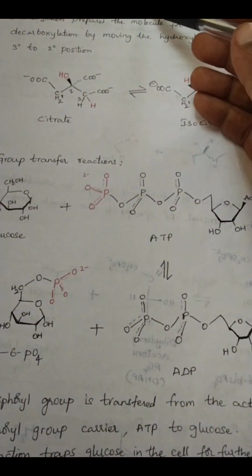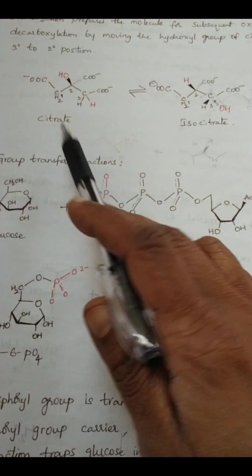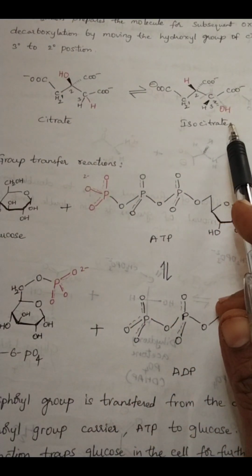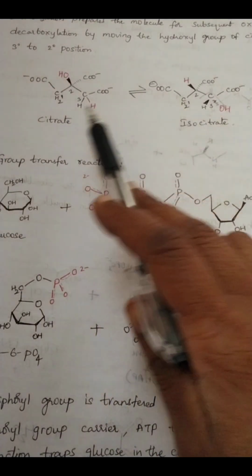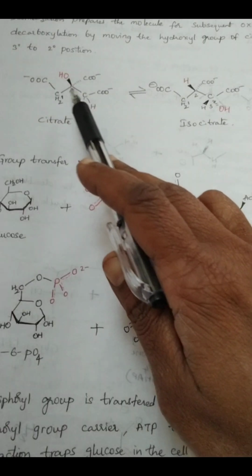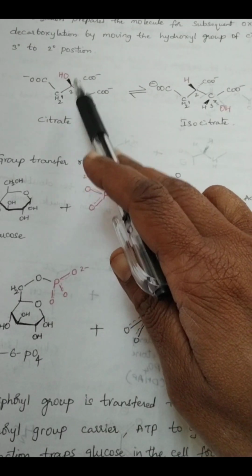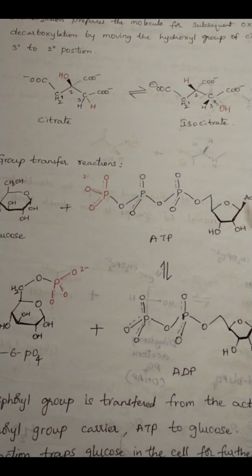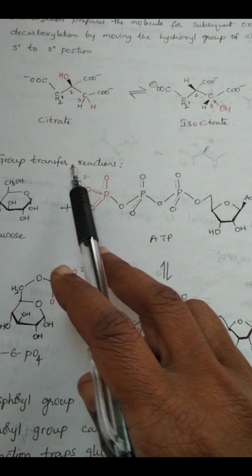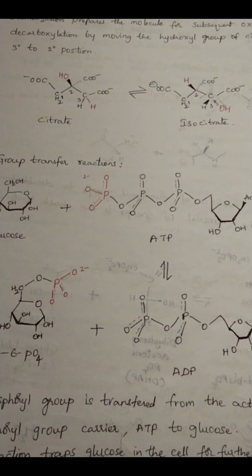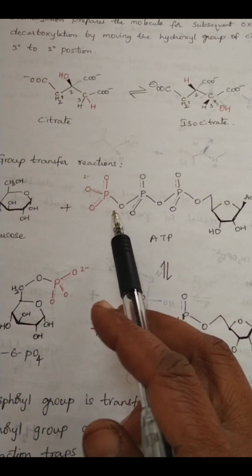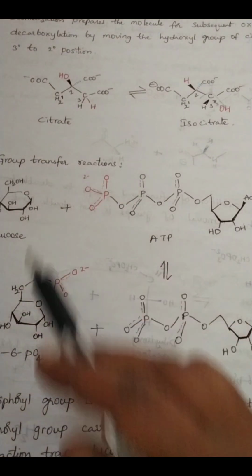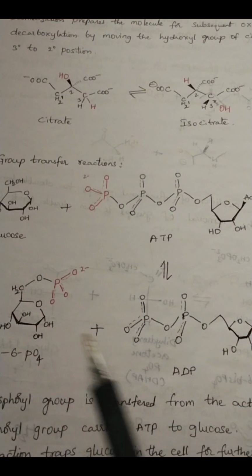Next comes the isomerization reactions. In this, citrate gets converted to isocitrate. Isocitrate is the isomer of citrate wherein the second carbon's hydroxyl group is shifted to the third carbon. And next comes the group transfer reactions wherein glucose takes a phosphate group from the ATP and forms glucose 6 phosphate.